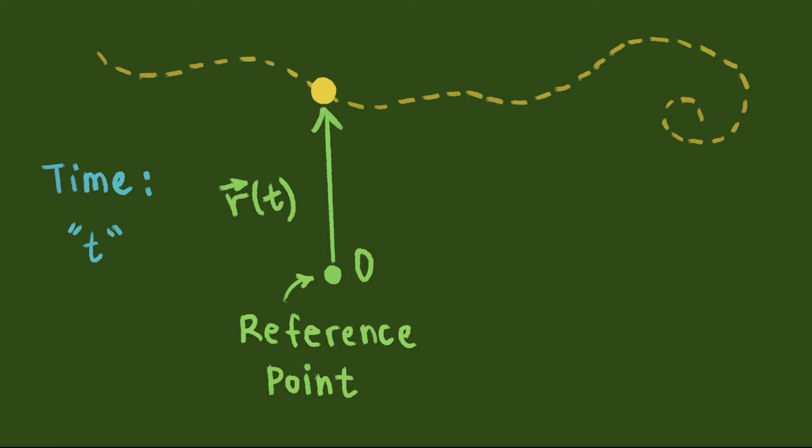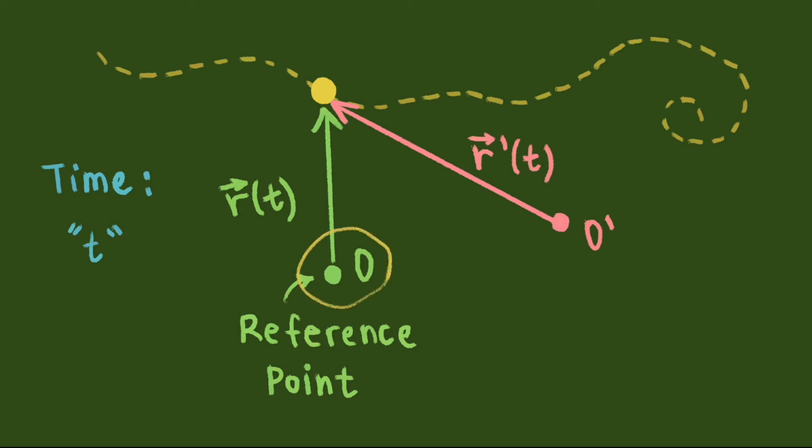Note that although we have taken a reference point here, we can also take another reference point and consider the position vector from there. If we take this reference point, the position vector is given by this vector here. But if we take another reference point, the position vector is given by this one here. So one important point is that the position vector depends on the way the reference point is chosen.